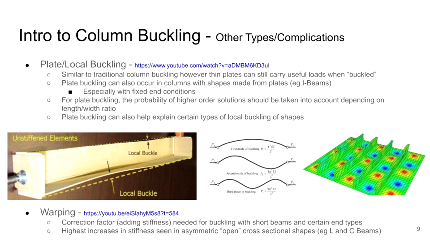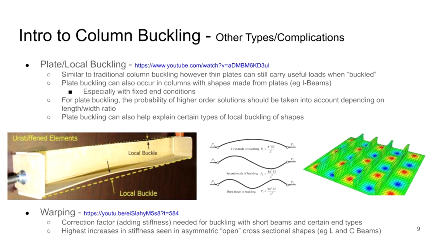And plate buckling isn't necessarily just a thin piece of sheet. It can also be a shape made from plates, like an I-beam. We can see this plate buckling occurring in shapes that are made from plates, like the L-beam in this bottom left picture, especially when the ends are fixed.